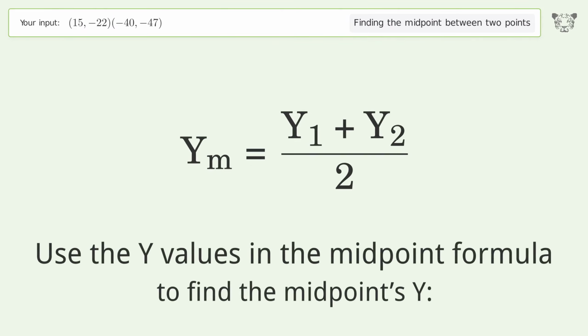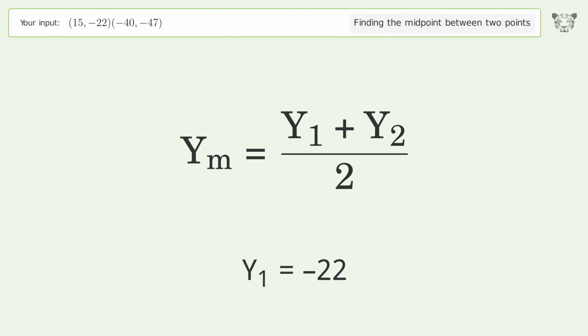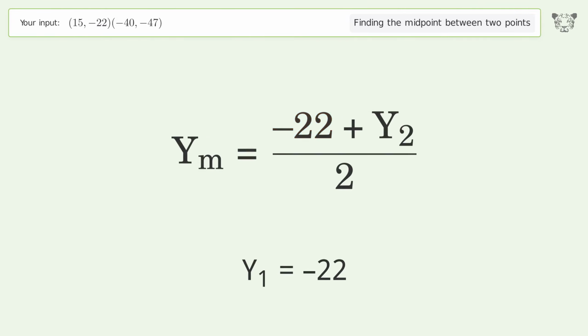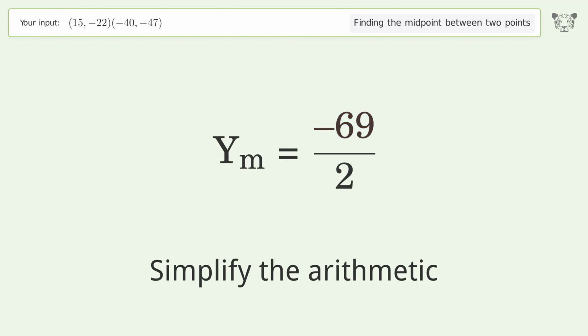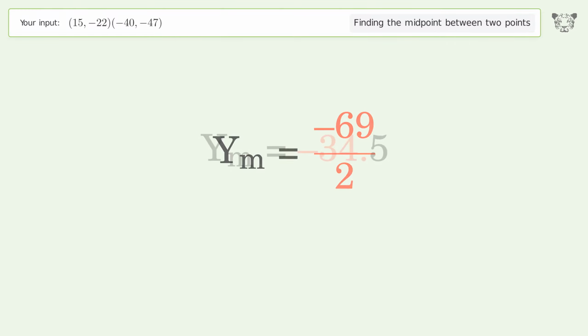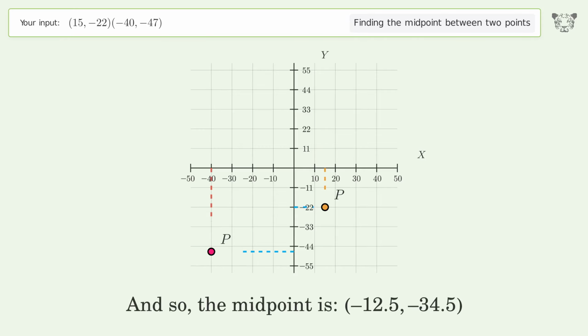Use the y values in the midpoint formula to find the midpoint's y. y1 equals negative 22. y2 equals negative 47. Simplify the arithmetic. And so, the midpoint is negative 12.5, negative 34.5.